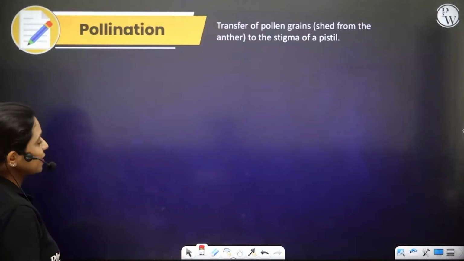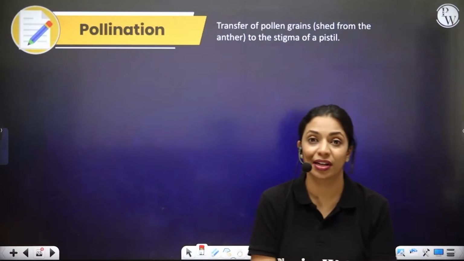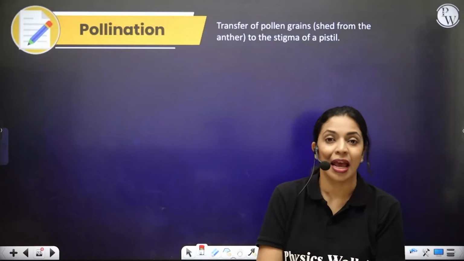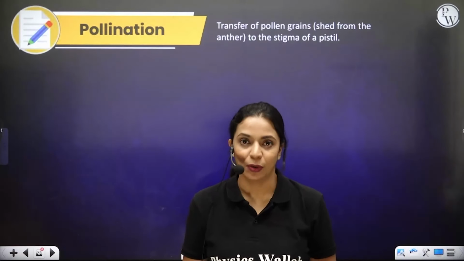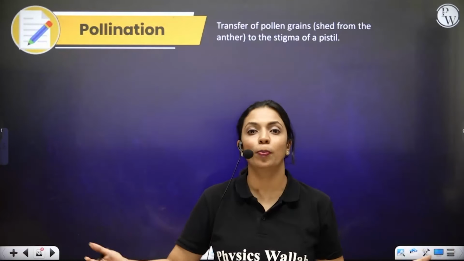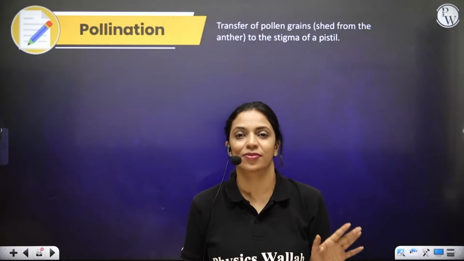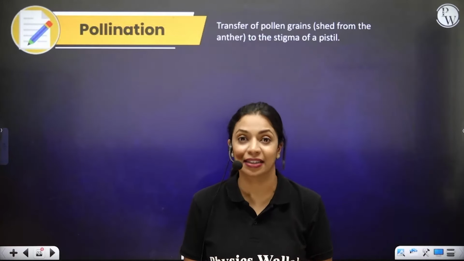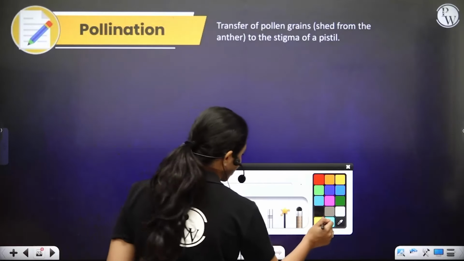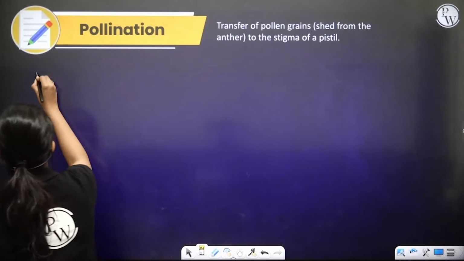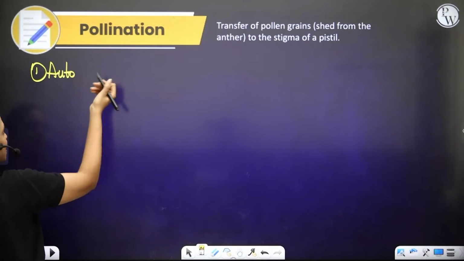Now, let's talk about pollination. Pollination is the transfer of pollen grains from the anther to the stigma. This transfer may happen within the same flower, in between two flowers, or in between two plants altogether. Depending upon how pollen transfer takes place, we can classify different types of pollination. Firstly, let's learn about autogamy. Auto means self, gamy means marriage.